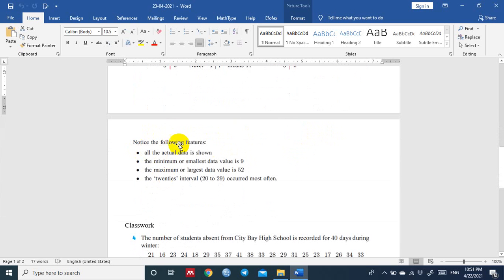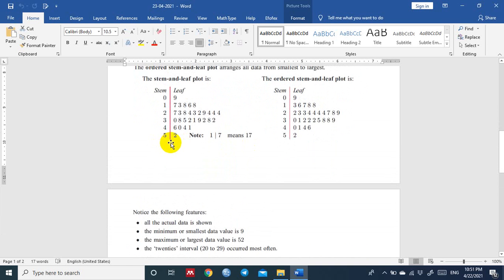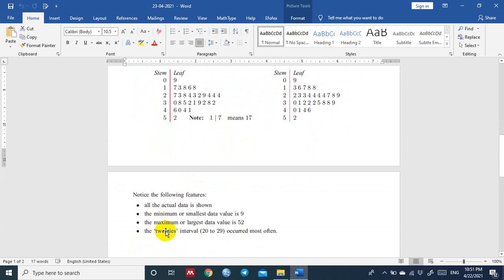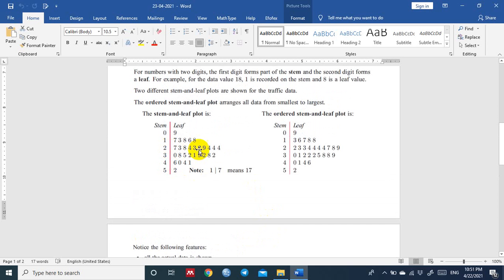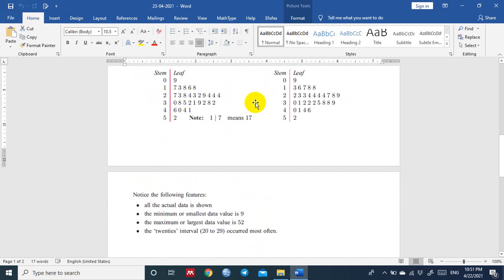So this is the notice for the stem and leaf plots. All the actual data is shown. The minimum or smallest data value is 9, you can see here, and maybe you also can find the greatest value of data is 52 here, or the maximum value is 52, and the 20s interval occurs most often. It means that it has the most frequencies. Here's the 20s interval.